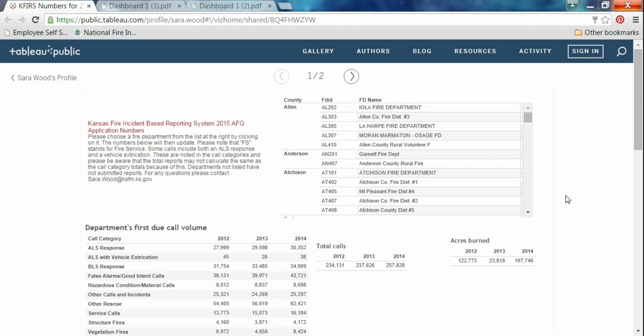If you couldn't make the webinar last night on October 15th, 2015, we're going to cover basically everything again today. These are the AFG application numbers that I can generate for you based on the Kansas Fire Incident-Based Reporting System, or KFIRS or INFIRS, whatever you want to call it.